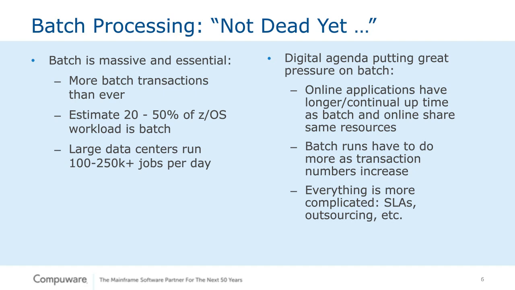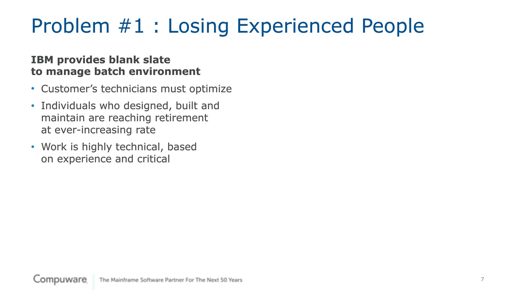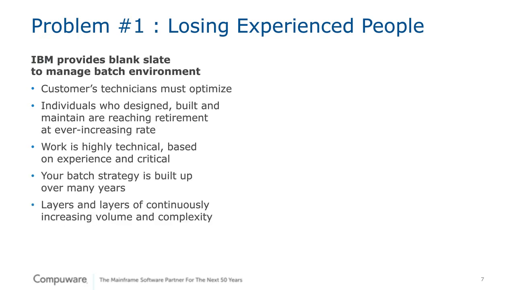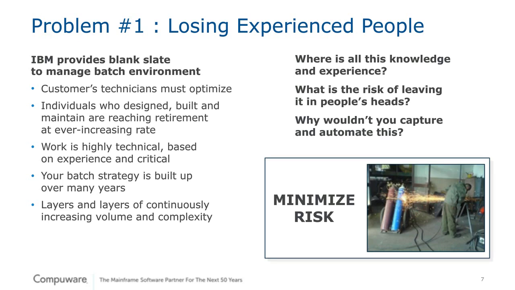So the first problem that we see is customers losing experienced people. This is true for all z/OS disciplines, but especially in batch. When you talk about batch operations, you're talking about people that are highly technical and highly competent. A lot of times they're dealing in nuanced environments with different layers of complexity and knowledge that's been built up over years and years and years on how to manage their specific environments. So the question that our customers are asking is how can they capture this knowledge and how can they minimize the risk when it comes to losing these people who are retiring or otherwise?